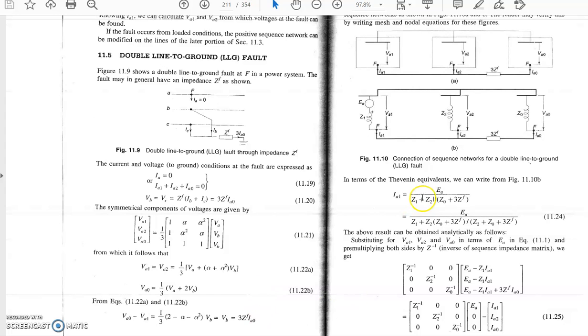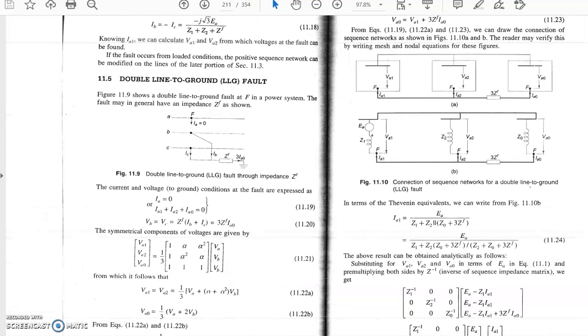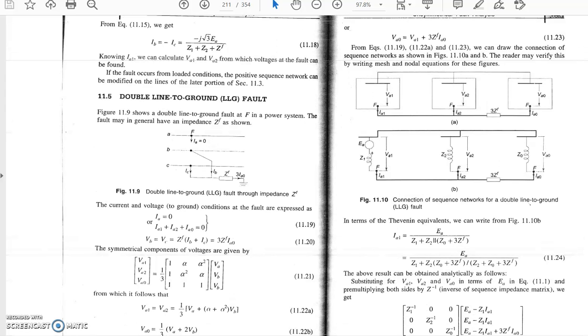These equations suggest how the sequence networks are connected. VA0 is equal to VA1 plus 3ZF IA0. This suggests that the positive, negative, and zero sequence components are connected in parallel, with VA1 equal to VA2. So the positive and negative sequence networks are in parallel, and between VA2 and VA0 the impedance 3ZF is connected.